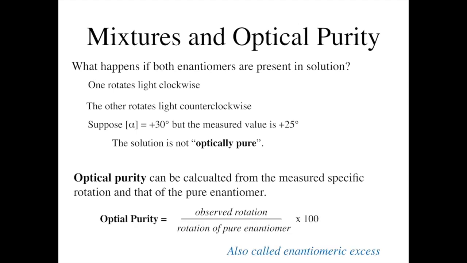So for instance, we could say the optical purity of this solution is 25 divided by 30 times 100, and we would find our optical purity. This is also called enantiomeric excess. It's another way to refer to this.